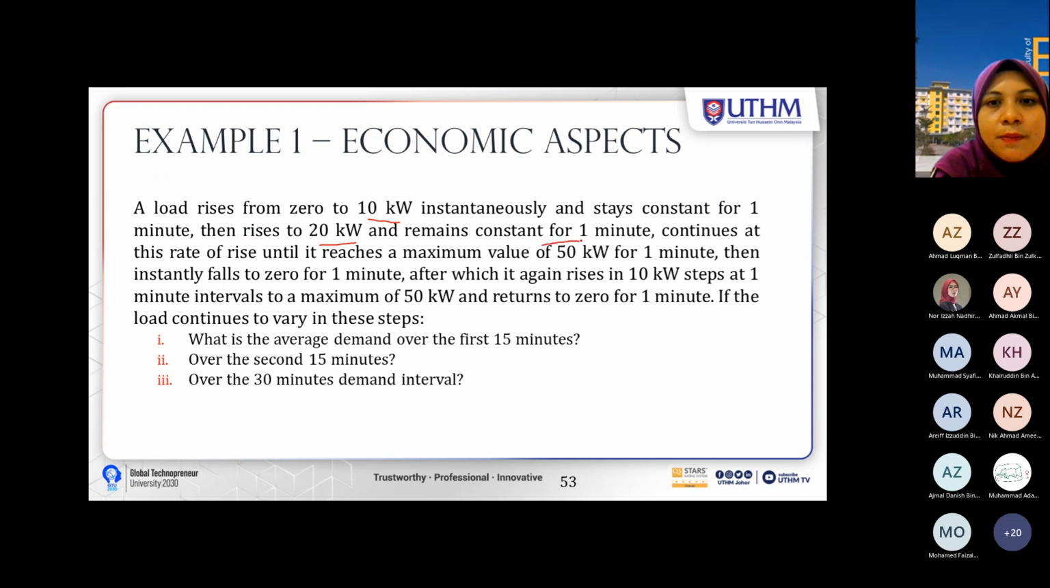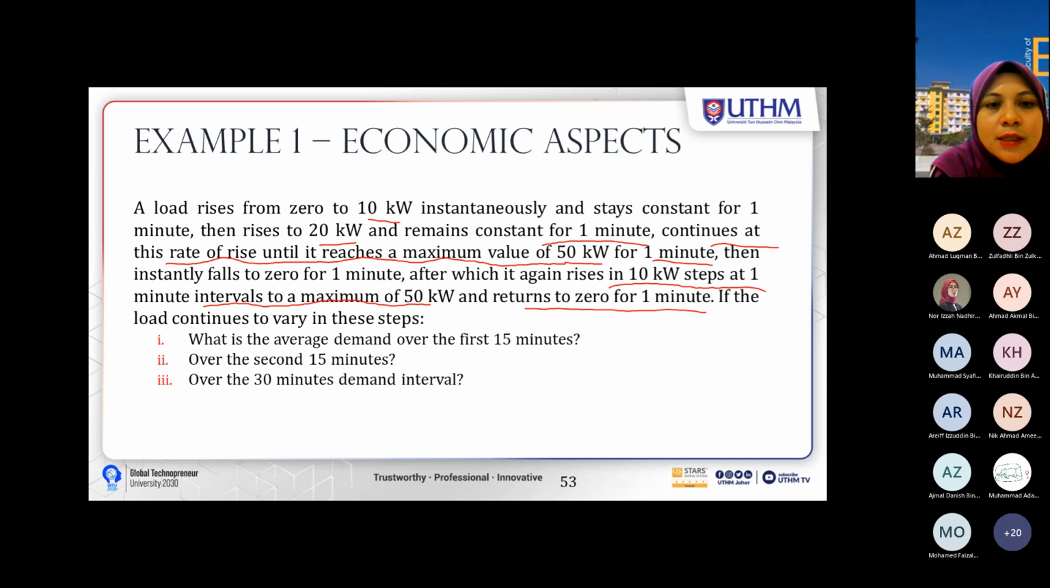And remains constant for 1 minute lagi. And then continues at this rate of rise until it reaches a maximum value of 50 kilowatt for 1 minute. Then instantly falls to 0 for 1 minute. After which it again rises in 10 kilowatt steps at 1 minute intervals to a maximum of 50 kilowatt. Dia kena faham maksud dia. And returns to 0 for 1 minute. If the load continues to vary in these steps, means that every 50 minutes dia akan buat benda yang sama. And then the next 50 minutes, the curve is also the same as the previous one.